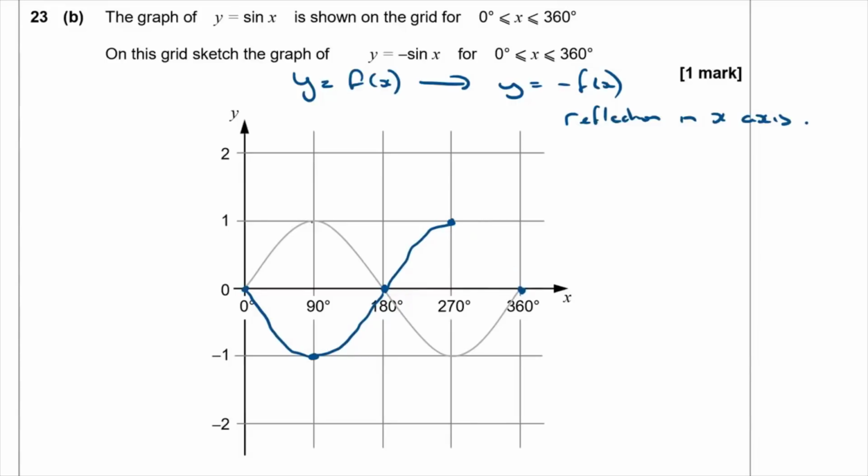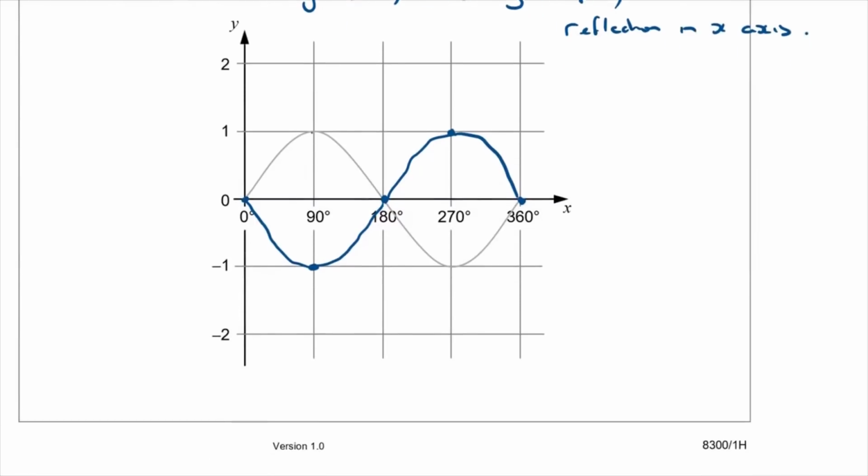Again, a bit wobbly at the end there. Let's just do that bit again. Okay. Happy with that? Looks okay. It's again a bit wobbly, but hey.